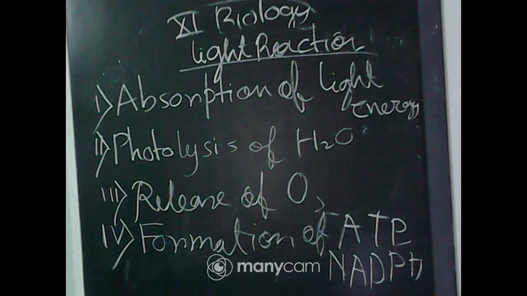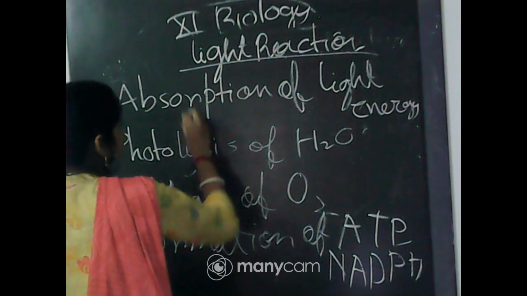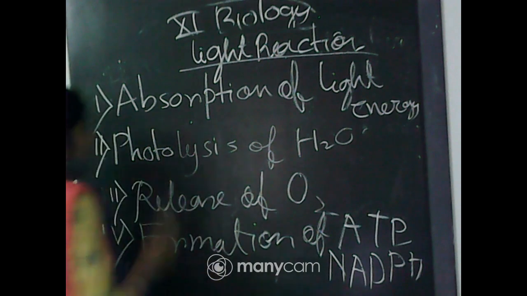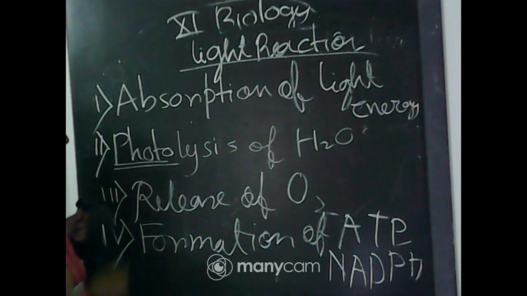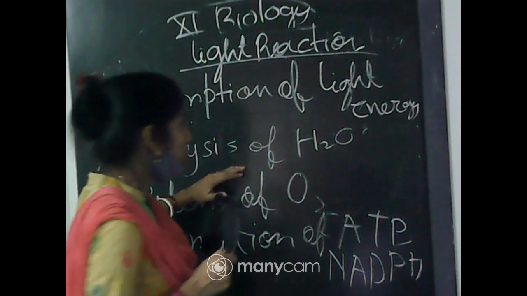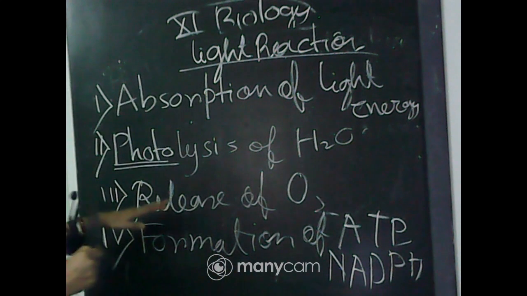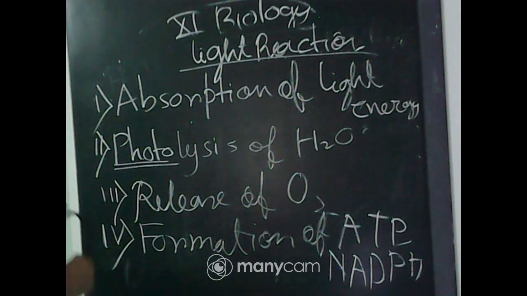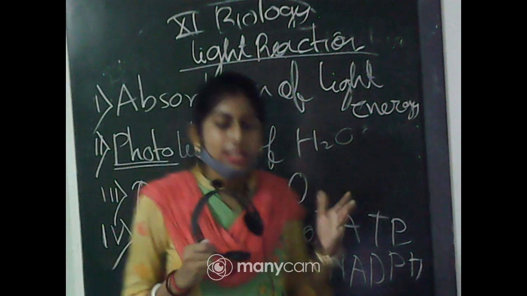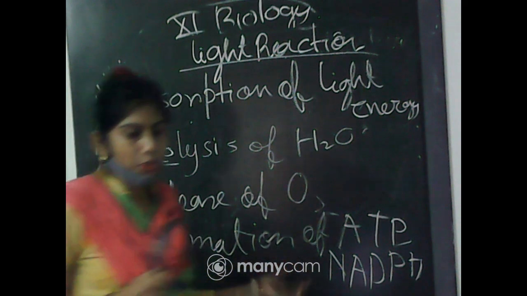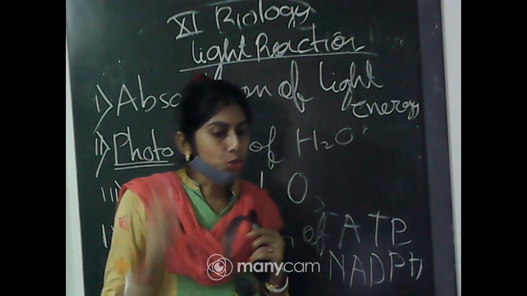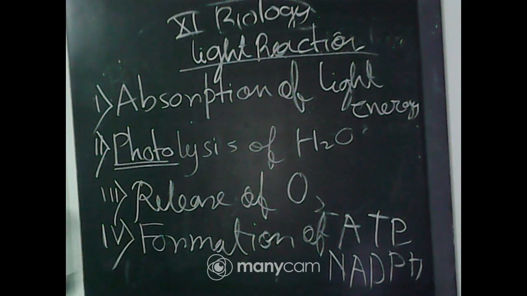I am repeating. First, absorption of light energy will take place. Then with the photolysis, with the help of that light, the water molecule will be broken down and oxygen will be released as a byproduct, and ultimately in this process the high energy chemical intermediates will be formed. Two chemical intermediates are ATP, adenosine triphosphate, and NADPH. Now we have to read all these points in detail. So first one is absorption of light energy.